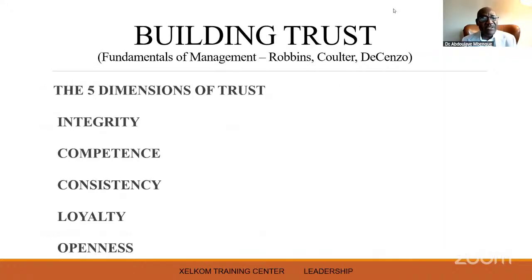These are what I would call the five dimensions of trust: integrity, competencies, consistency, loyalty, and openness. These are key, but you see, we started with integrity. And that's why I insisted on a leadership model called ethical leadership, because a leader that is not ethical is not going to go far.